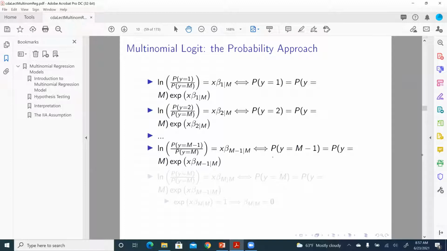Similarly, we can get a second result, a very similar result, and so on, until we hit the capital M minus 1 choice. And people might be interested in how about the odds comparison of the probability y equal to capital M over the probability y equal to capital M.